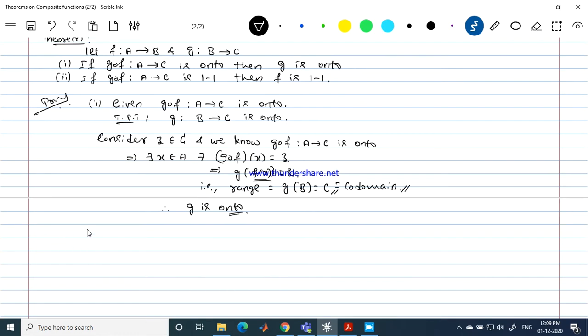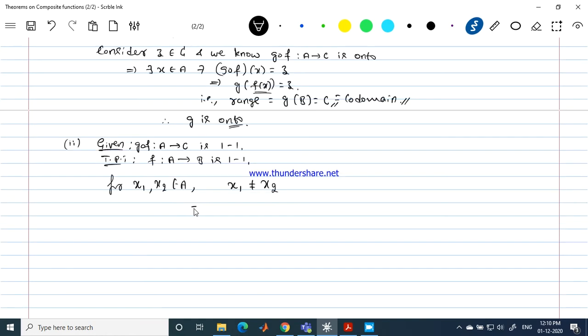Next result. Result number 2. So it's very simple. Given f composition g, a function from A to C, is 1 to 1, to prove that f, a function defined from A to B, is 1 to 1. So to prove this result, let me consider x1, x2 belongs to A, assume x1 is not equal to x2. If x1 not equal to x2, what we know is f composition g is a 1 to 1 function. Okay, please look at this one.